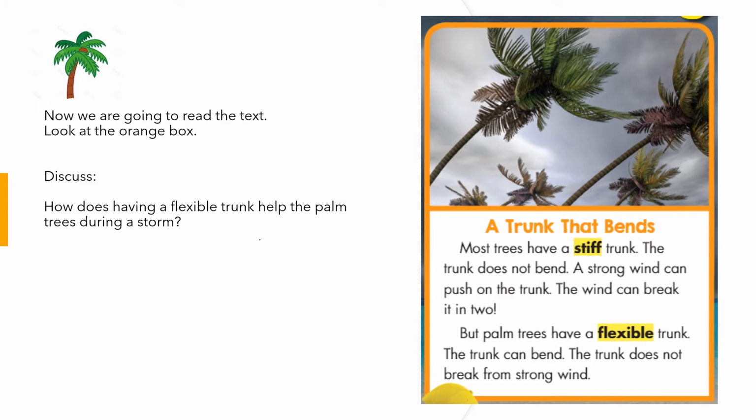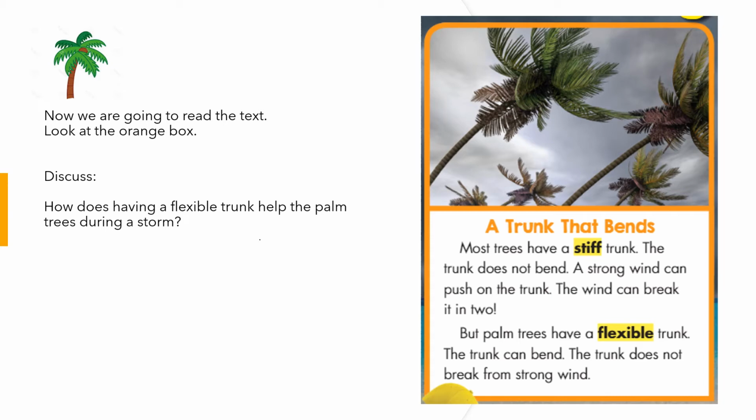Look at the orange box. The headings are the words in orange. The heading is going to tell me about this section in the text. A trunk that bends. Most trees have a stiff trunk. The trunk does not bend. A strong wind can push on the trunk. The wind can break it in two. But palm trees have a flexible trunk. The trunk can bend. The trunk does not break from strong wind.